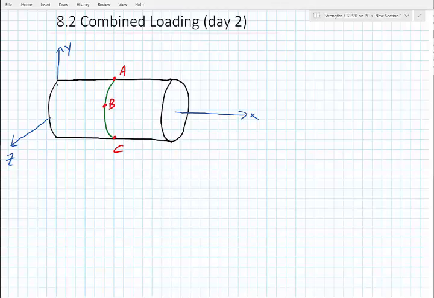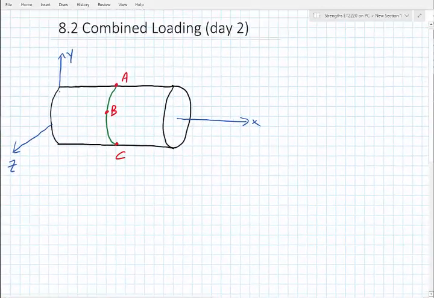Okay, so let's continue on with this topic of combined loading and move it up a level into the 3D realm. Let's say we had a cylinder like I've shown here, and let's start by saying we could look at three different parts in the cylinder: A, B, and C. A at the top of the cylinder, B at the midpoint, C at the bottom.